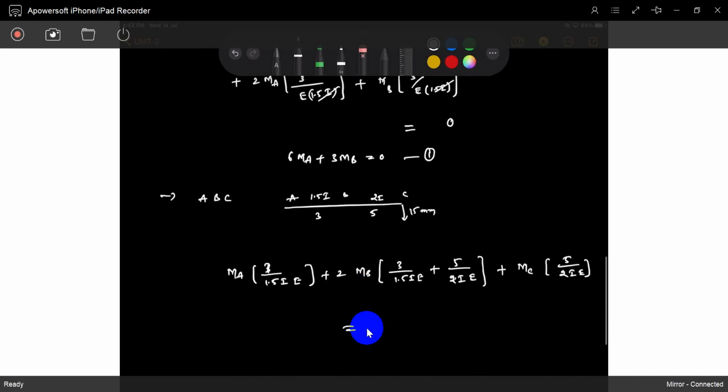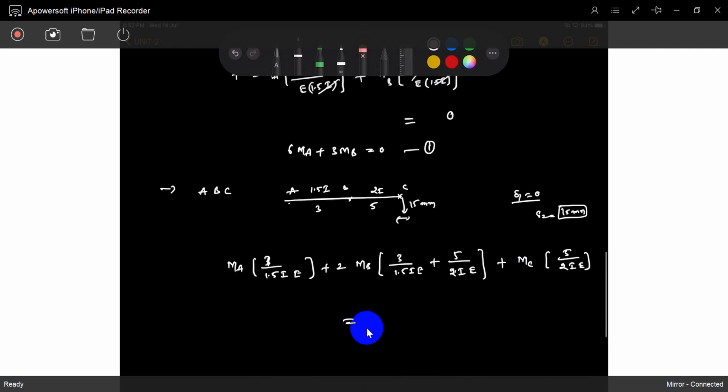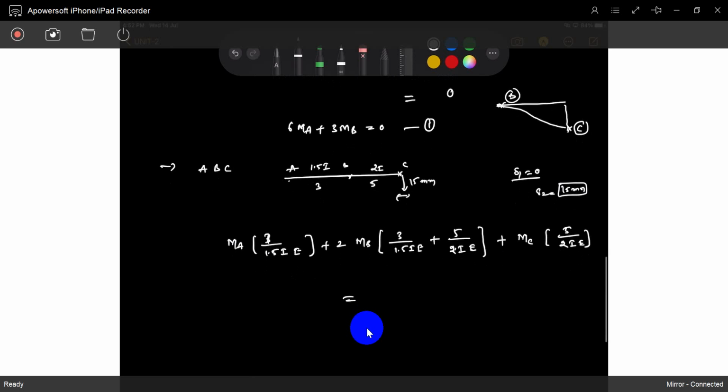Is equal to 6. Support is sinking, only C. So for the AB span, delta 1 is 0. Delta 2 is 15 mm, but C is the support. Support C is sinking for BC. This is support C, this is support B. So C, with reference to B, is below. Below we take as a negative sign. Are you understood? We take it as a negative sign.